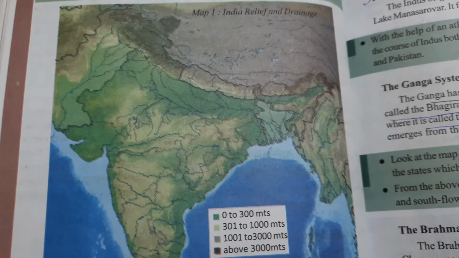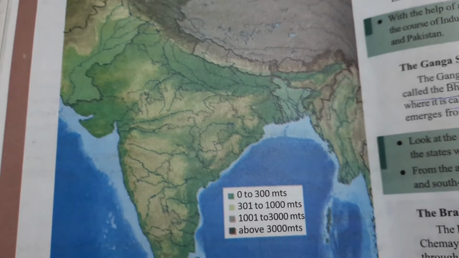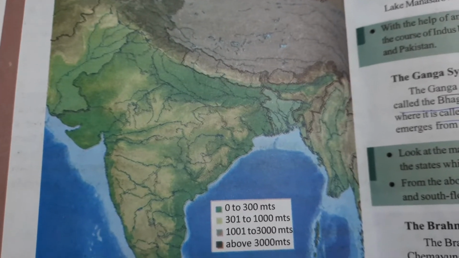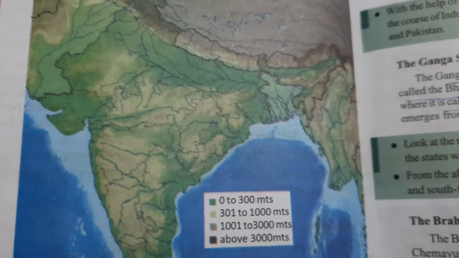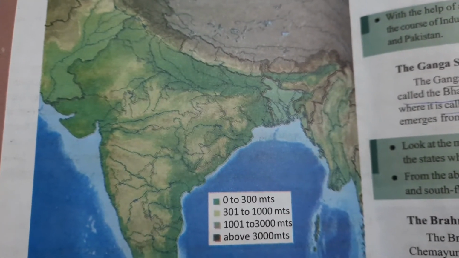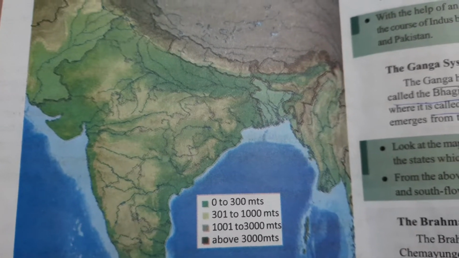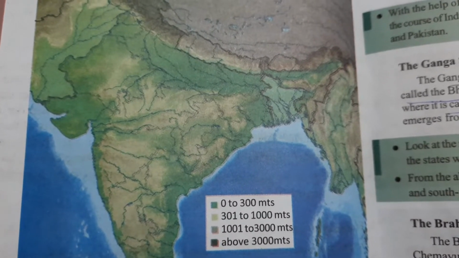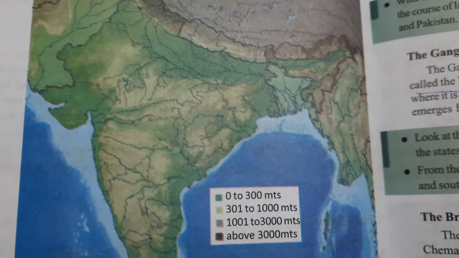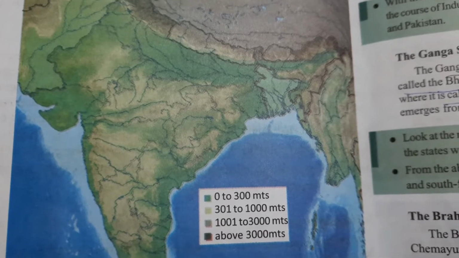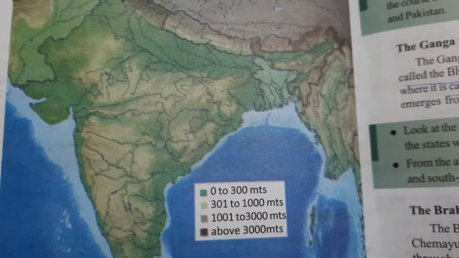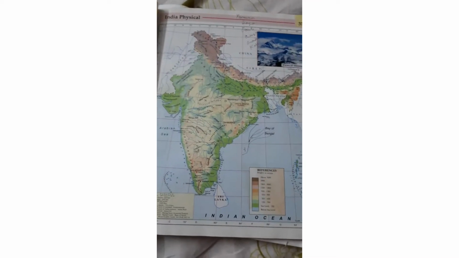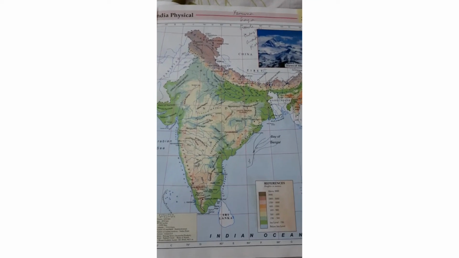In this chapter we have given a physical map of India and it shows the height of different landforms, that is the different mountains, hills, plateau and plains. Now we can see that green color, they are the plain lands. Their heights are from 0 to 300 meters, and some plains have 301 to 1000 meters height. We have small mountains, their heights are given 1001 meters to 3000 meters, and the dark brown color is mainly the Himalayan region.